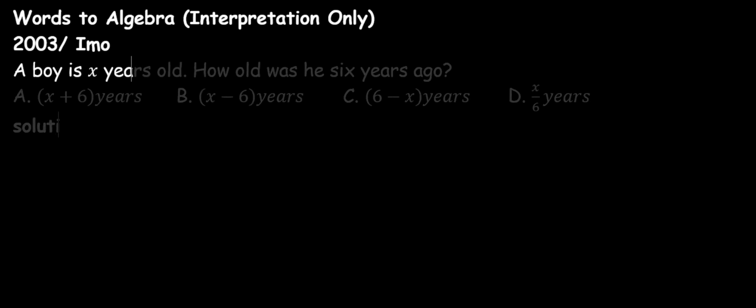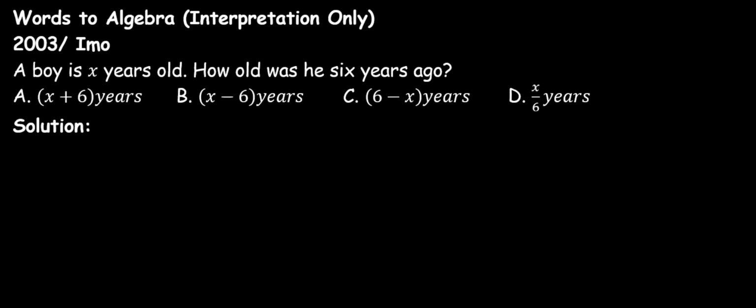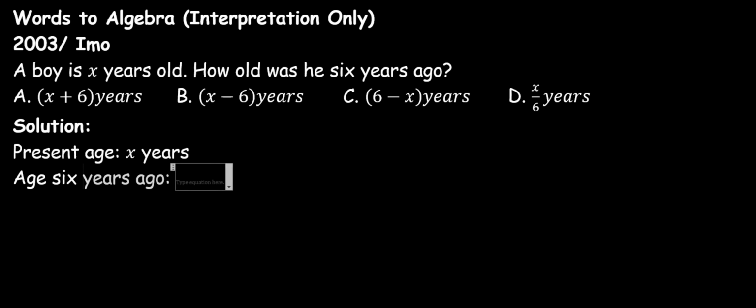Words to algebra, interpretation only. Under this subheading, we'll be translating or interpreting word problems to algebra using letters plus mathematical signs, as shown in the examples that follow. Example: a boy is 6 years old. How old was he 6 years ago? Solution: present age is x years old. Age 6 years ago will be x minus 6 years.